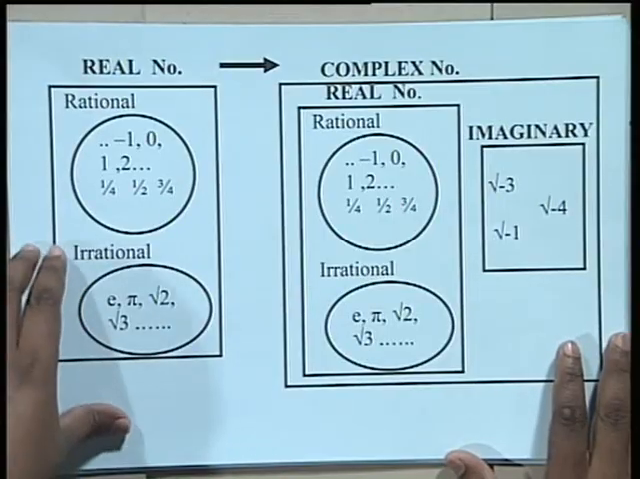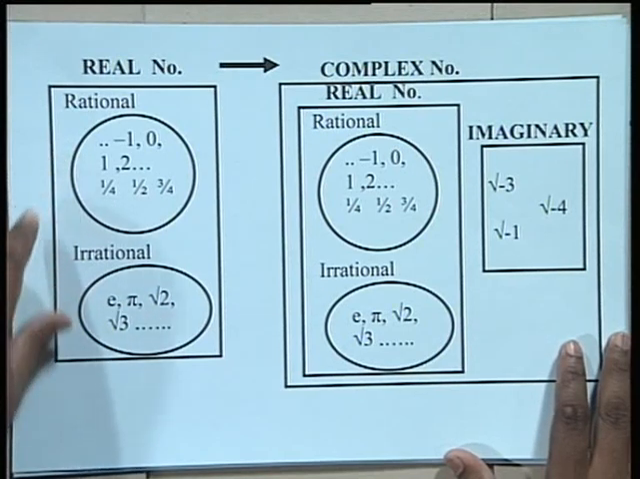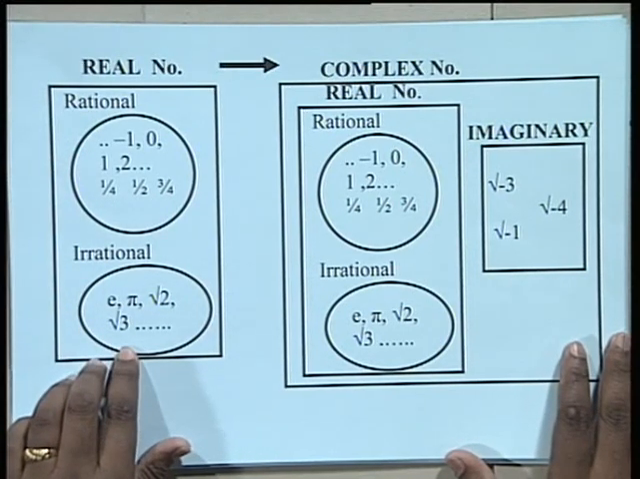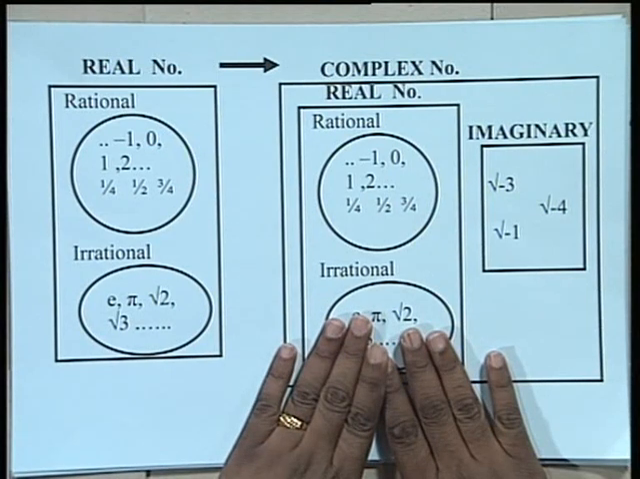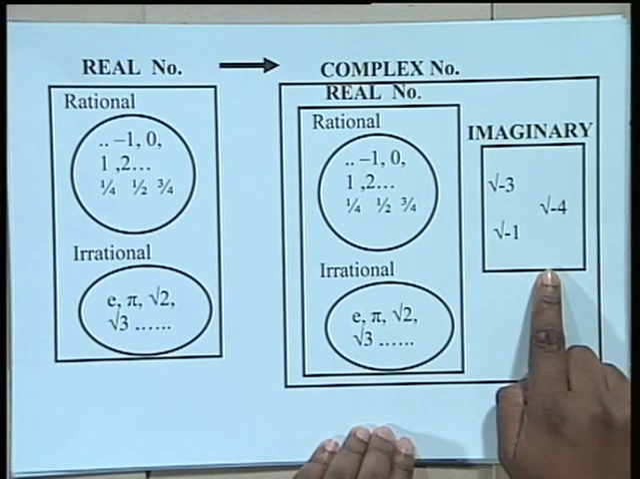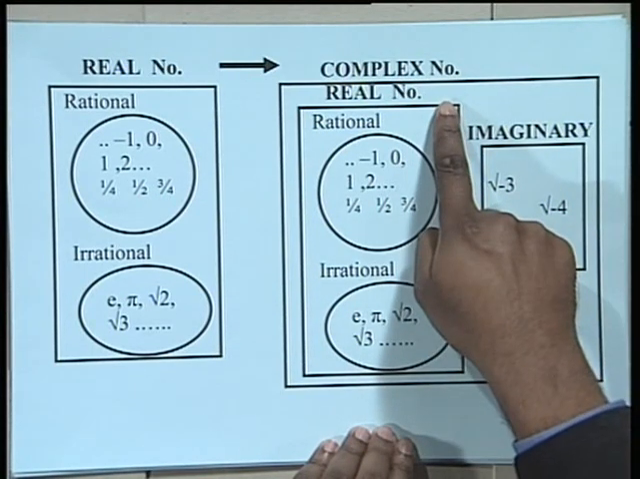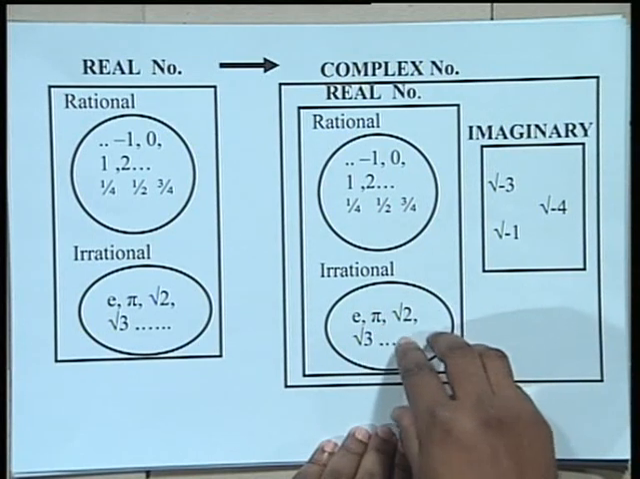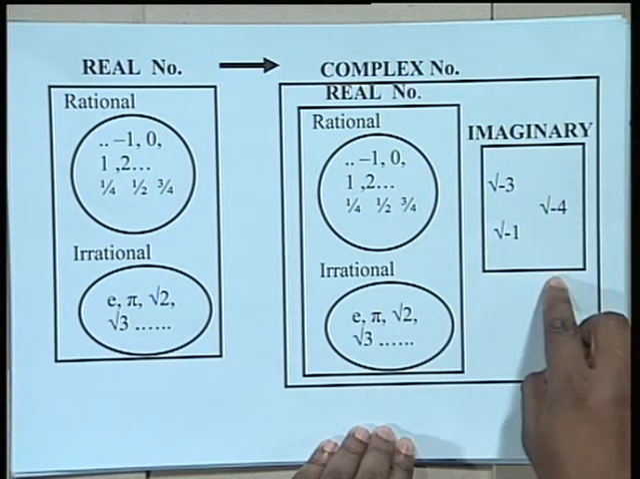Now, mathematicians realized that we need to accommodate solutions of such equations. And that's why they enlarged the real number system to the complex number system. The real number system consists of the rational numbers and irrational numbers. And the complex number system consists of real numbers and imaginary numbers. So, the complex number system has the real number system, which you are used to, and the imaginary numbers.